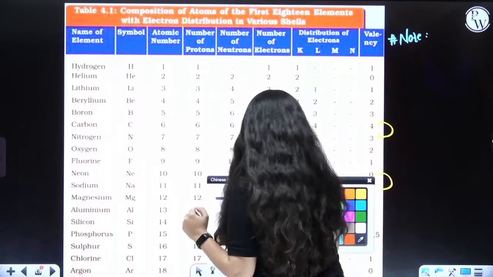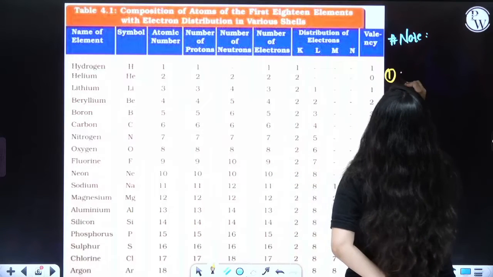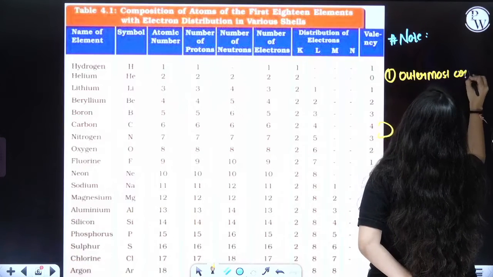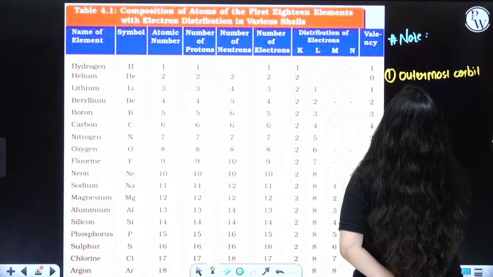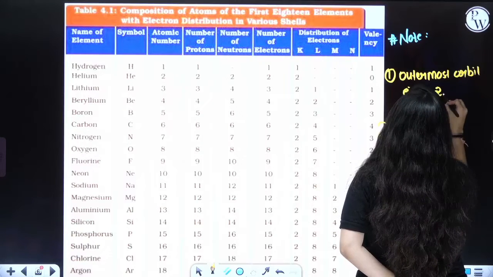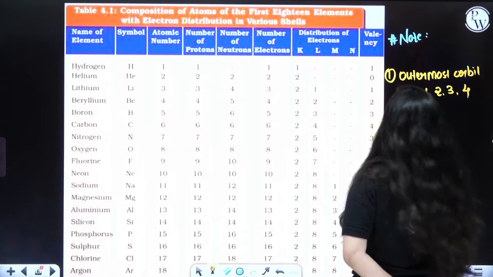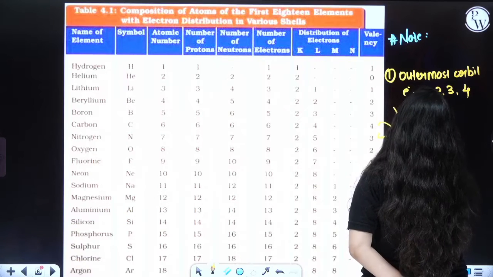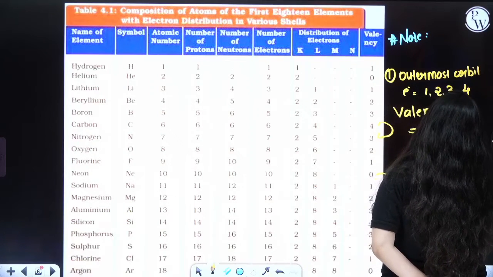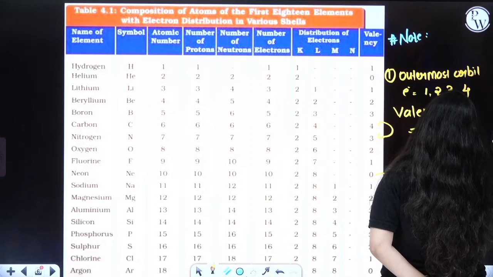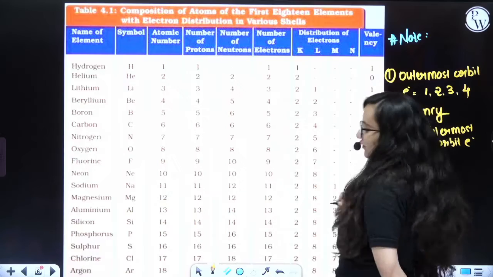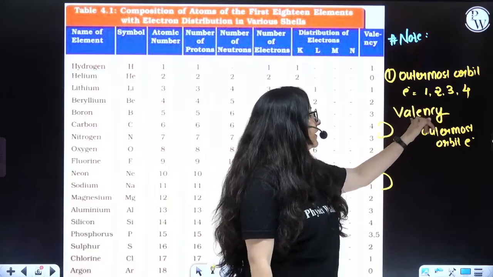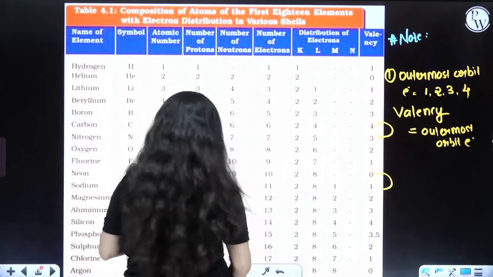That is, if the outermost orbit electrons are 1, 2, 3, 4, then the valency would be equal to the outermost orbit electrons. Okay, if the valence electrons or the outermost electrons are 1, 2, 3, 4, then valency is equal to the outermost orbit electrons.